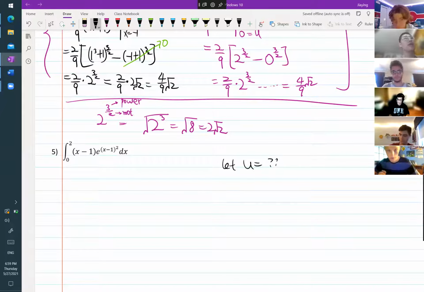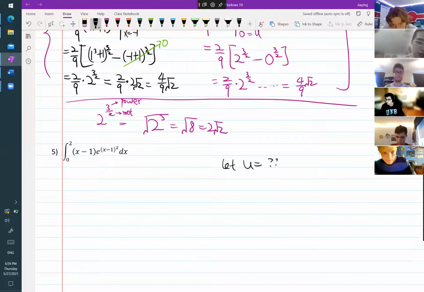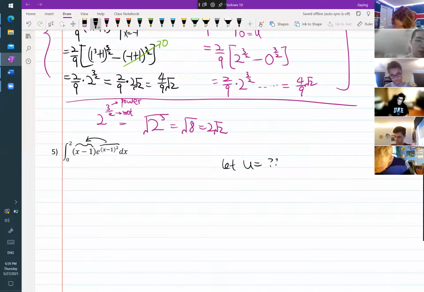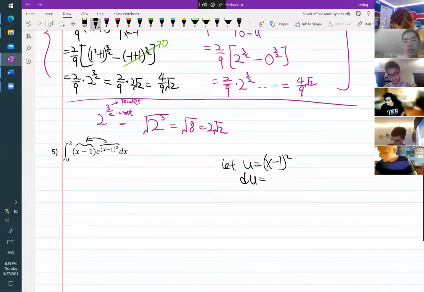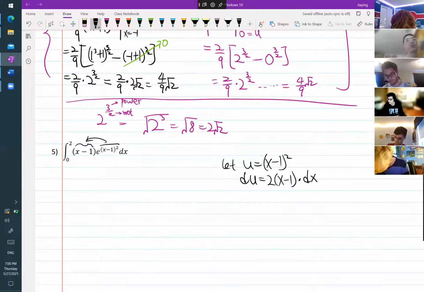So we're going to pick an inner function, but which one should it be? Excellent, exactly. So we're going to let u equal this exponent of e, because if we just look at it, this front part looks like the derivative of the exponent. So let u equal that exponent, (x minus 1) squared. So du, using the chain rule, will be 2 times (x minus 1) times the derivative of the inner part. The derivative of x minus 1 is just dx minus 0, so just dx.